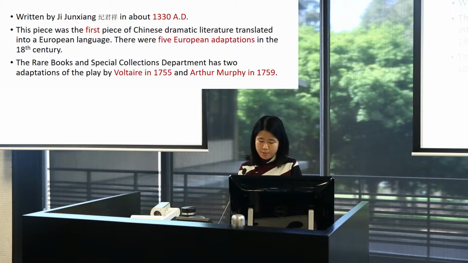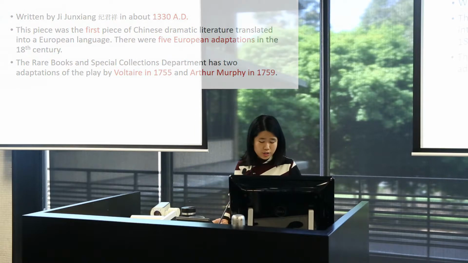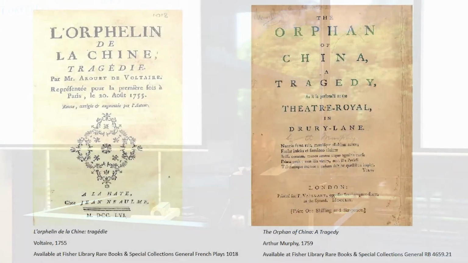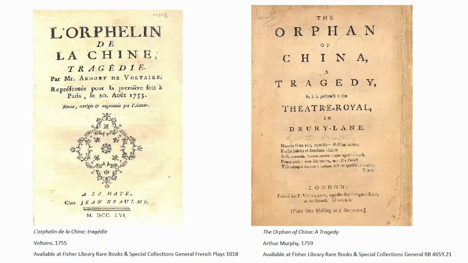And lastly, the Fisher Library has two very precious adaptations of the play, one by Voltaire in 1755 and one by Arthur Murphy in 1759. So they are both there. So they are very precious versions of the play from the 18th century. You can have a look after the talk. In today's talk, I will focus on the original play by Ji Junxiang and its adaptations, especially Voltaire's version, to explore a special type of cultural communication. So these are the covers of the two books over there.